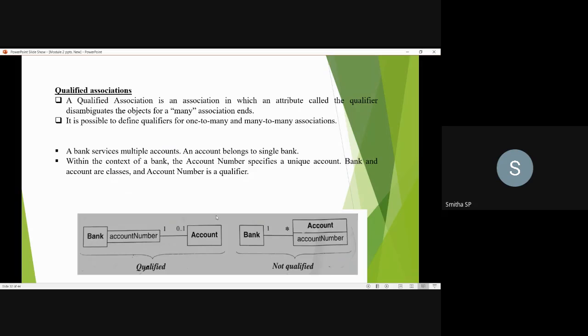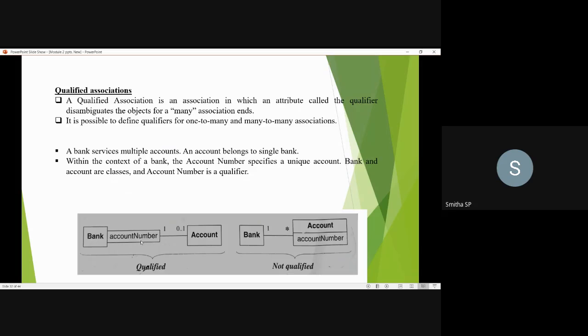A qualifier can be defined for this association, that is the one to many association. To resolve this ambiguity, we can define a qualifier. Here, account number is a qualifier. You can observe it in the second diagram. Account number is a qualifier because it specifies a unique account. You know that an account number can be given to an account, so one account has an individual, unique account number.